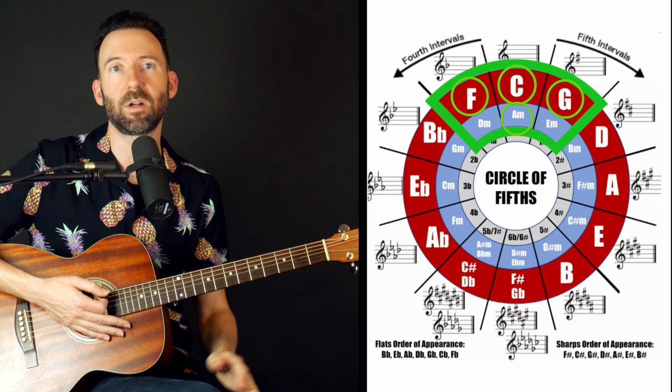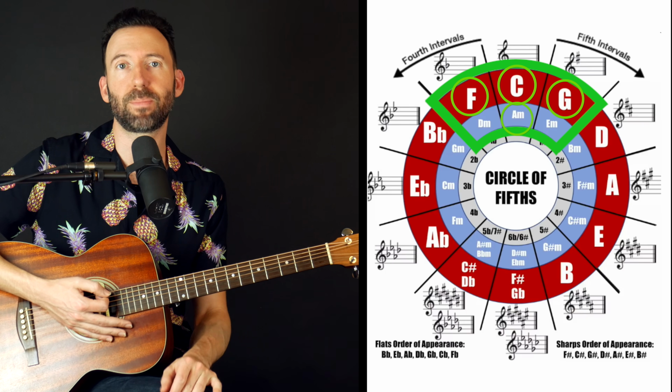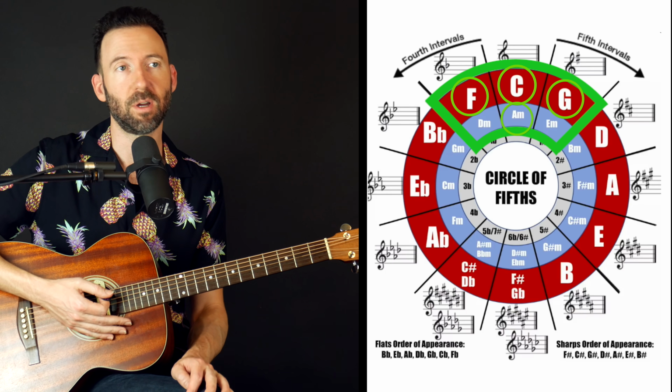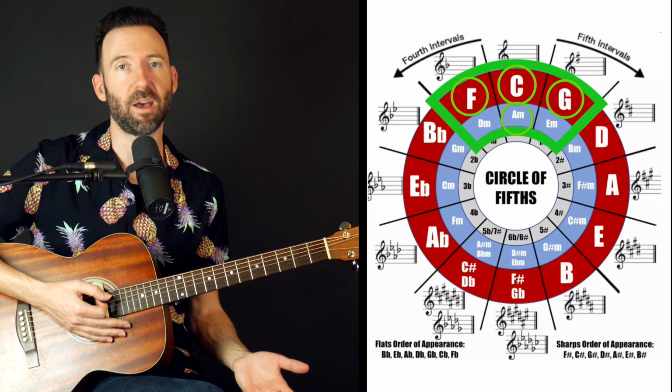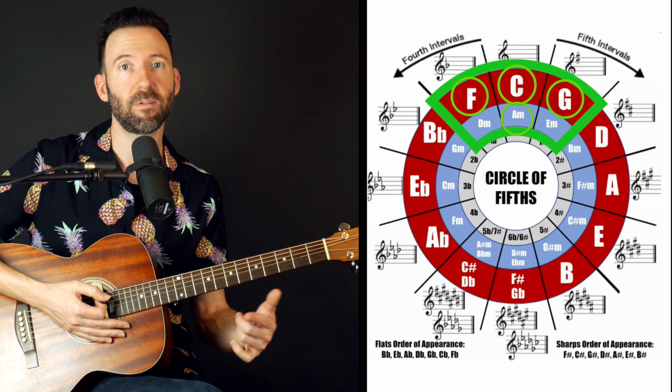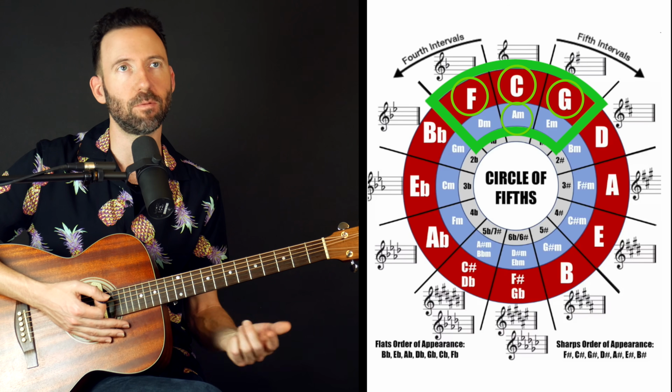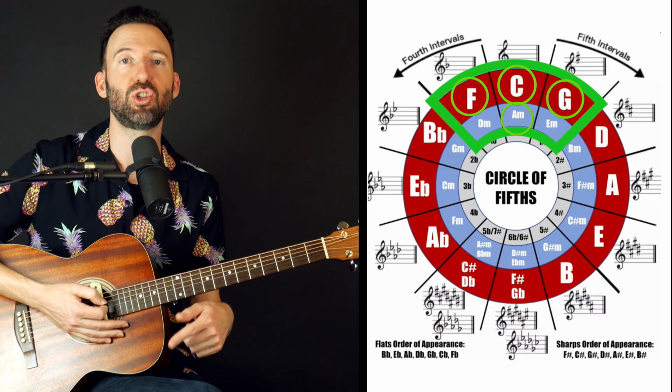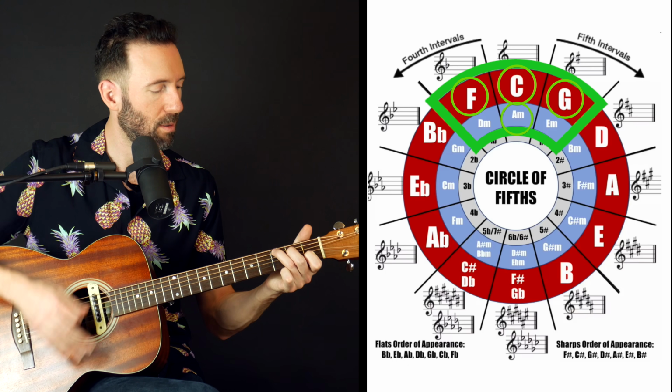So let's say I just wanted to play the most classic pop progression, 1, 5, 6, 4. Well, 1 is C, 5 is G, 4 is F, and 6 now is A minor. So if I do 1, 5, 6, 4, that's C, G, A minor, F.